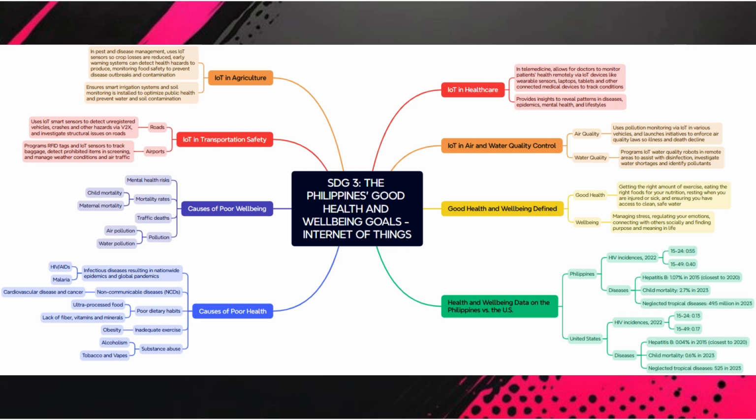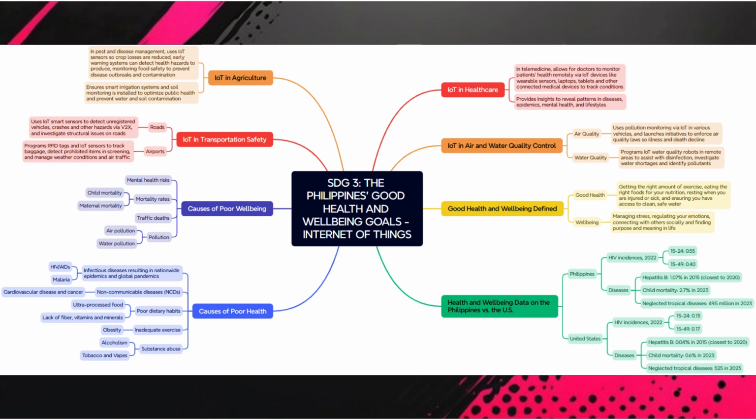In agriculture, IoT sensors are used in pest and disease management so crop losses are reduced. Early warning signs can detect health hazards to produce, monitoring food safety to prevent disease and prevent food contamination. Smart irrigation systems and soil monitoring are installed to optimize public health and prevent water and soil contamination.